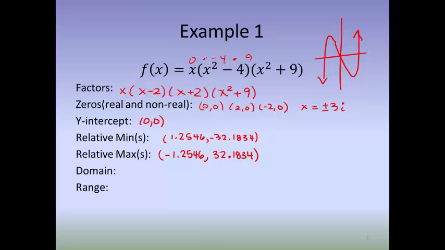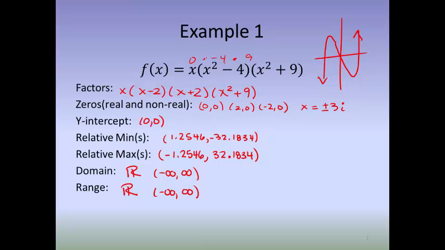Now I want to talk about my domain and range. My domain and range are what x and y values get used. In this function, seeing as my end behavior takes me all the way to positive infinity in one direction and negative infinity in the other, I'm going to have all real numbers for both my domain and range, which you may write as negative infinity to positive infinity, or the all real numbers symbol that we use.